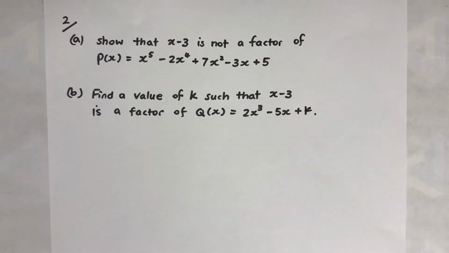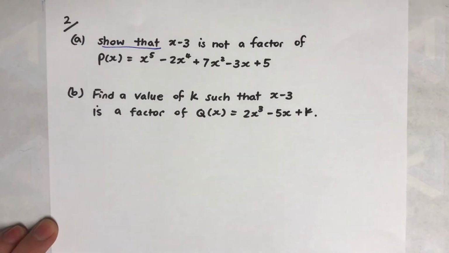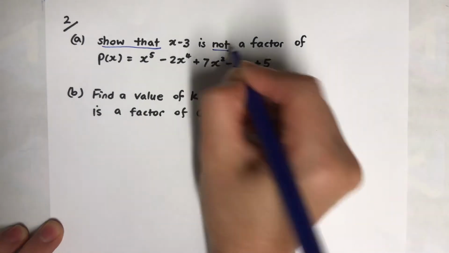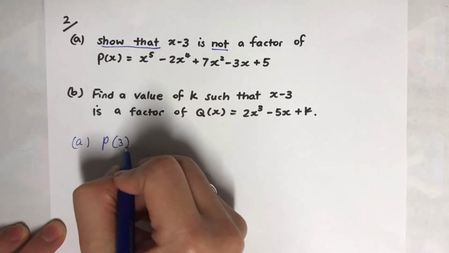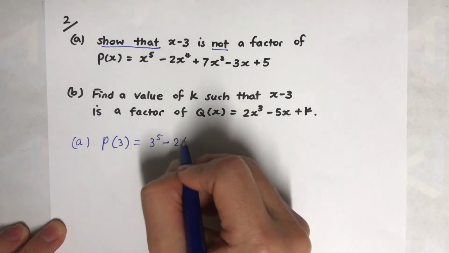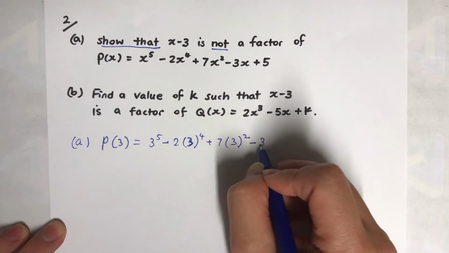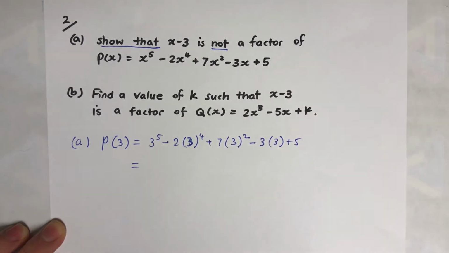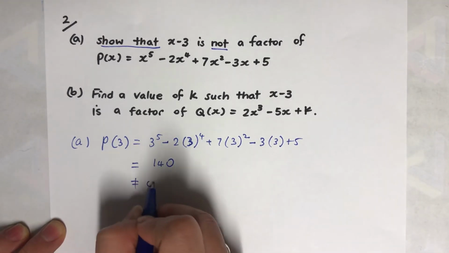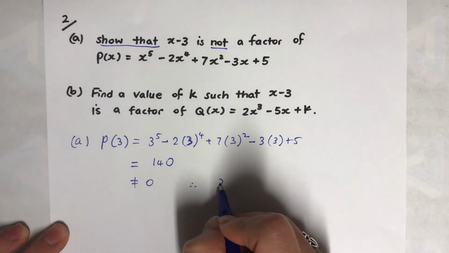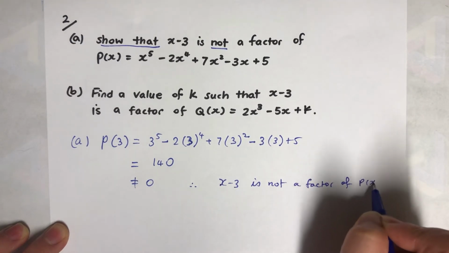Question 2. So part A, show that, okay, so it's sort of like proving stuff, show that x minus 3 is not a factor of p of x. So if I put 3 as my factor, and if this one gets the 0, then it's a factor. And if it doesn't get 0, it's not a factor. So if you put that in your calculator, you will get 140. Okay, so it's not a 0, so it's not a factor. Okay, therefore, x minus 3 is not a factor of p of x.